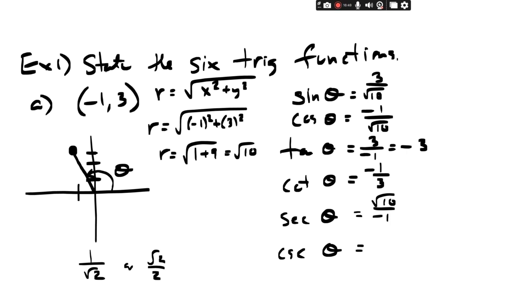Root 10 over -1. This one does need simplification. How about a negative root 10? Are we good? And the last one.